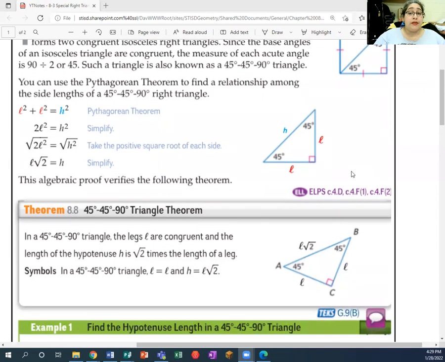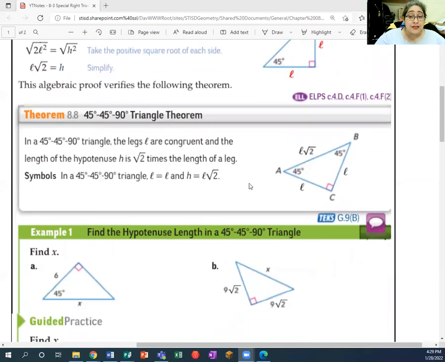Now we can use the Pythagorean theorem to find the relationship between the lengths of the sides, as shown right here, where we're taking the length of one leg, which we've called cursive L, squared, plus the other leg length L squared, equals h, the hypotenuse, squared. If we simplify this down, we notice that the hypotenuse is equal to the measure of the leg times the square root of 2. This is our shortcut.